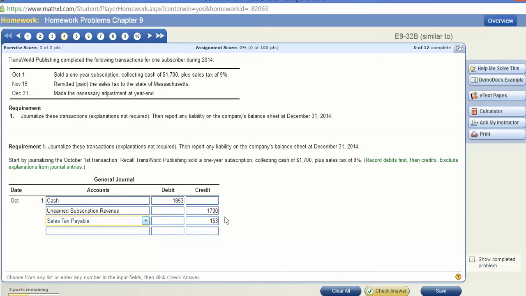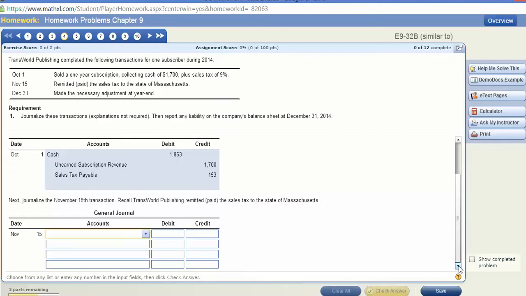Notice, obviously, your entry's balancing. You're recognizing that you've gotten cash of 1853, the 1,700 plus the sales tax. You've got a liability of unearned subscription revenue of 1,700. You haven't earned that yet. You haven't delivered anything yet. And you've got sales tax payable of 153. That's the 1,700 times the 9%.